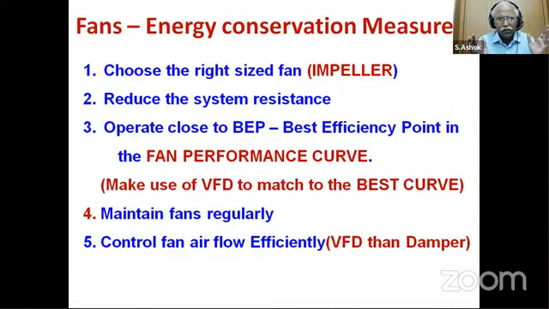So the energy conservation measures, especially choosing the right-sized fan or impeller. The second one is reducing the system resistance. This is what all the air conditioning service providers have given, an excellent, optimized and lowest possible system resistance. System resistance is nothing but the static pressure we are going to maintain in the delivery of the AHU systems up to the supply diffuser.